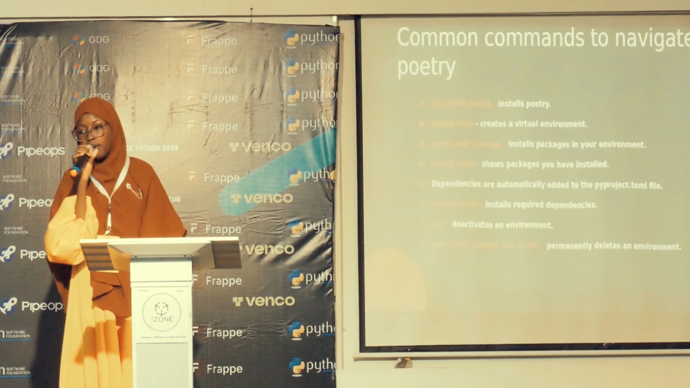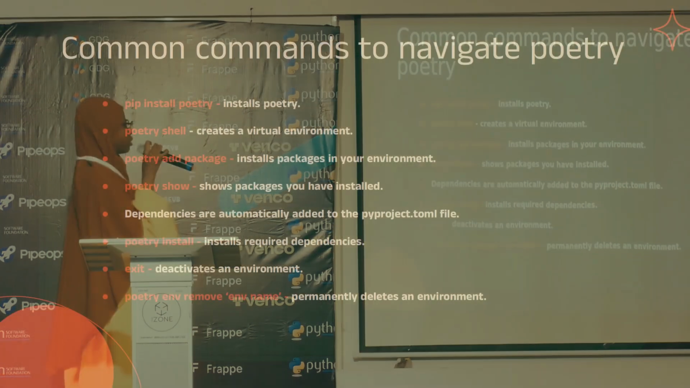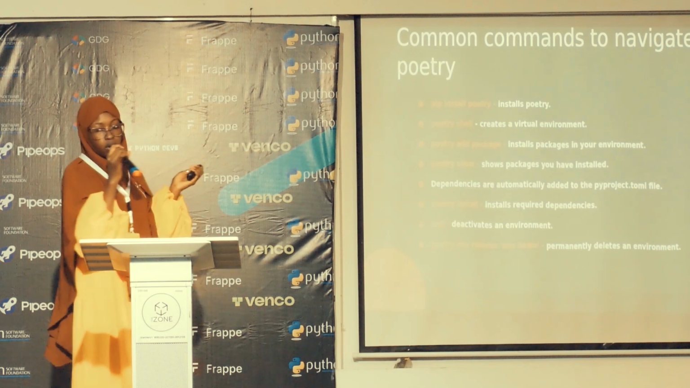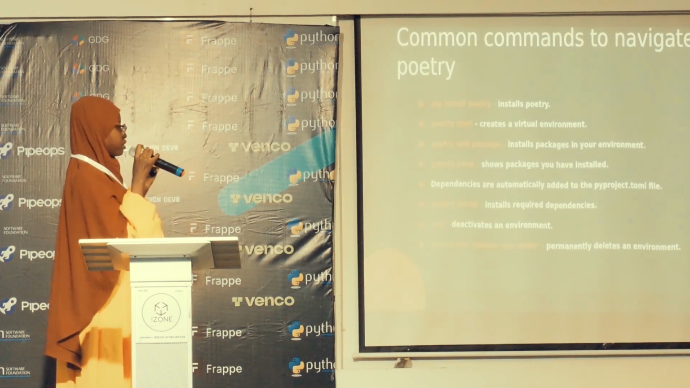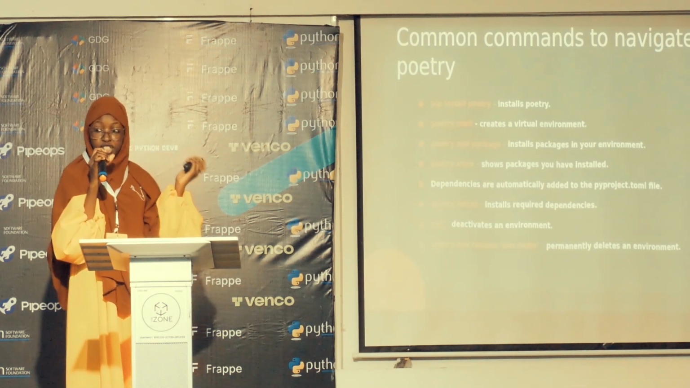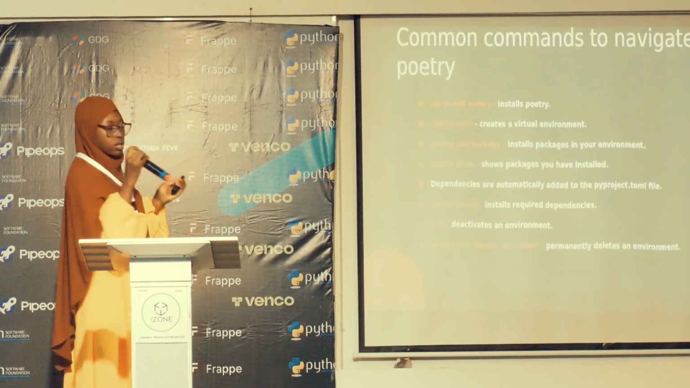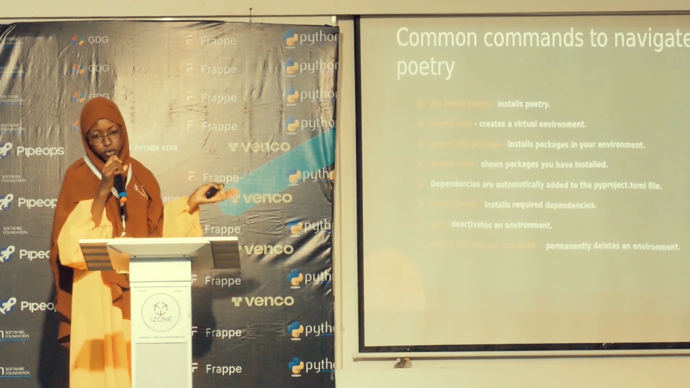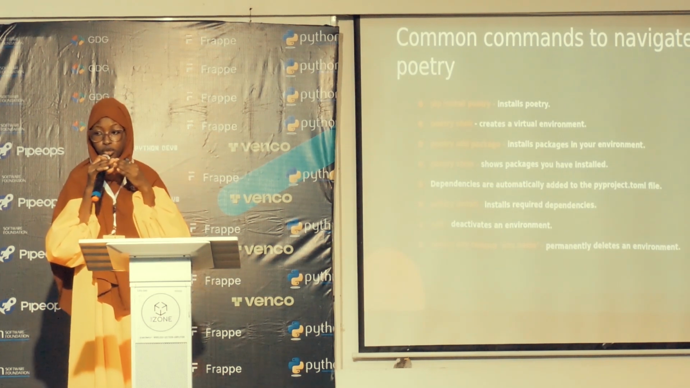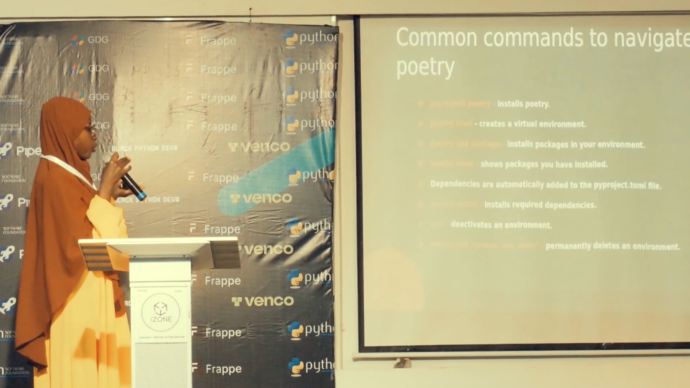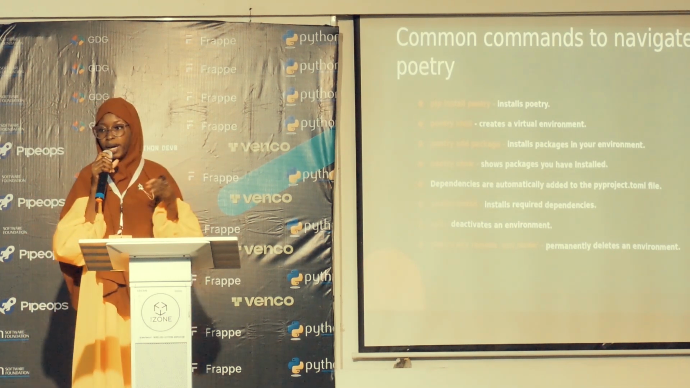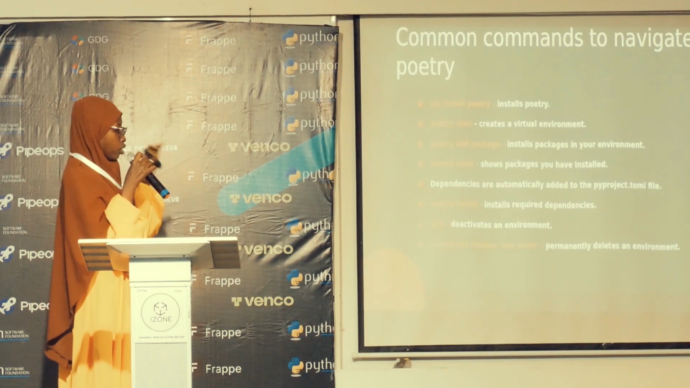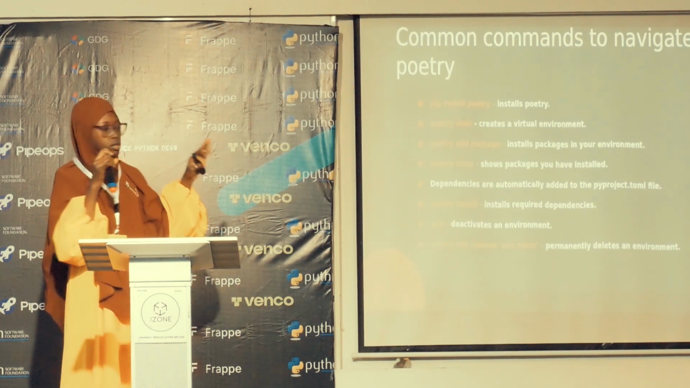So these are some common commands to navigate poetry. The first one, you have to install it, and you can do this in your terminal. So you pip install poetry, and then to create a virtual environment, you just run poetry shell. And next, to install a package in your environment, you run poetry add package. And like before, if you want to be very specific, you can add the version number as well. Next is poetry show. So this shows a list of the packages that you have installed in your virtual environment. Dependencies are automatically added to the pyproject.toml file.